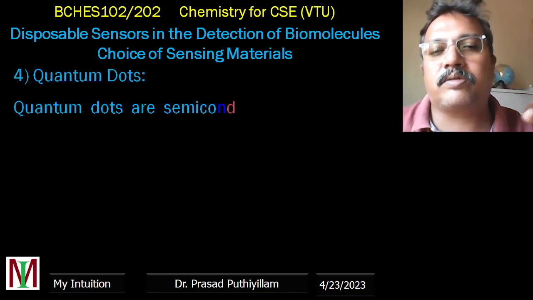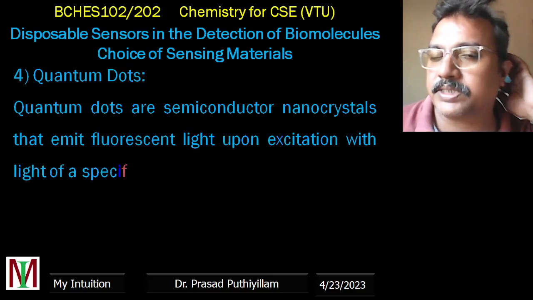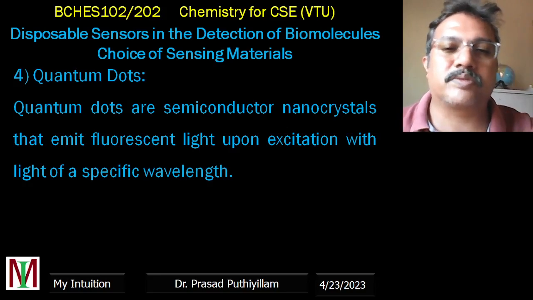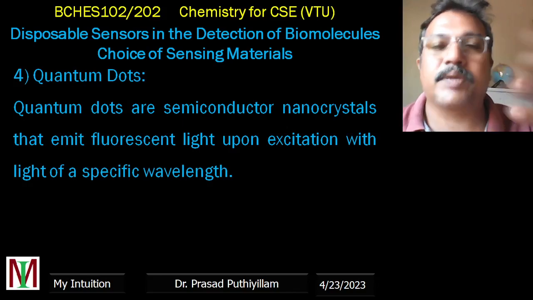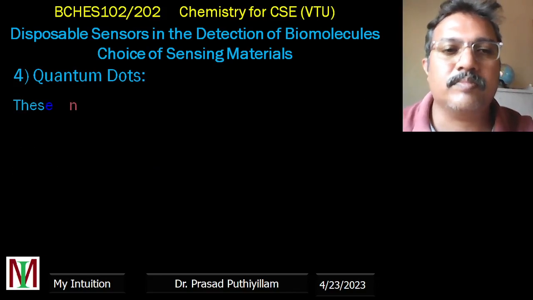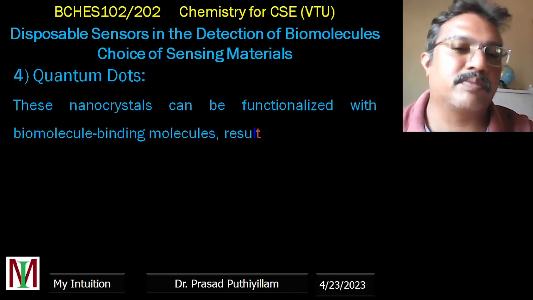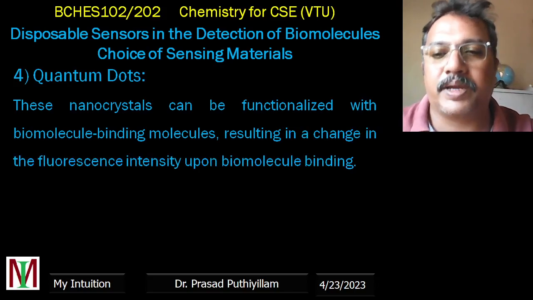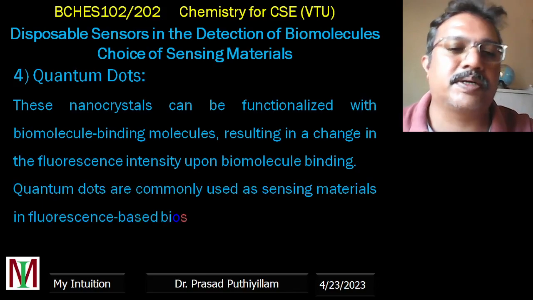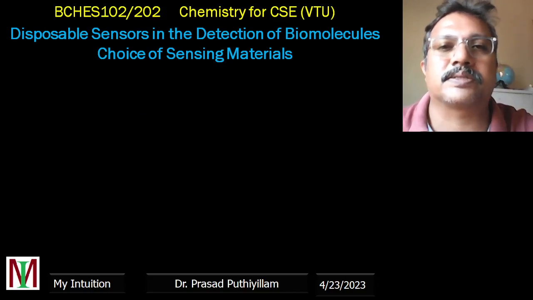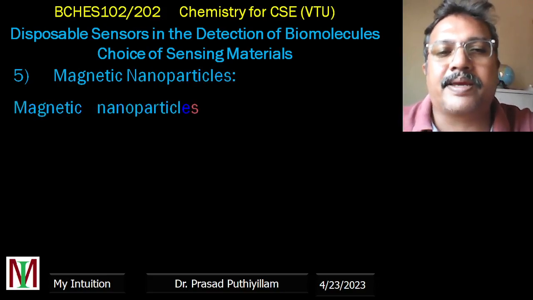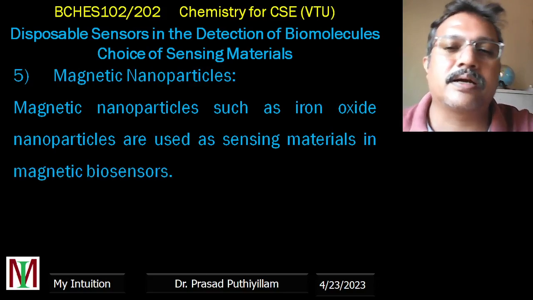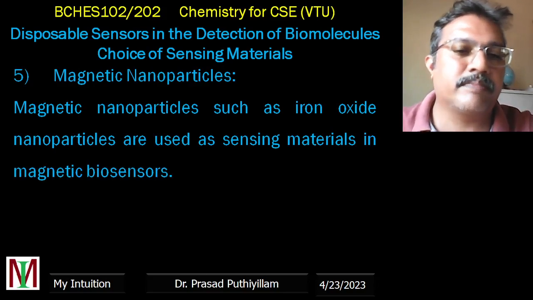The quantum dots. Quantum dots are used whenever we have fluorescent applications, that is, label based detection cases. We mainly use the quantum dots, which are semiconductor nanocrystals. These nanocrystals can be functionalized with the biomolecular binding molecule, changing the fluorescence intensity upon biomolecular binding. They are commonly used as a sensing material in fluorescent-based biosensors. Magnetic nanoparticles. Magnetic nanoparticles such as iron oxide, hematite, maghemite, etc., are used as a sensing material in magnetic biosensors.